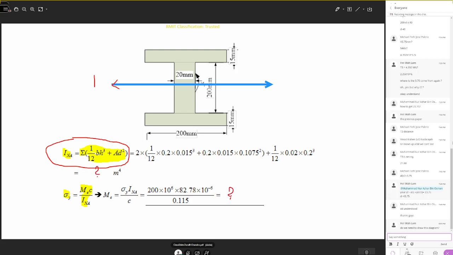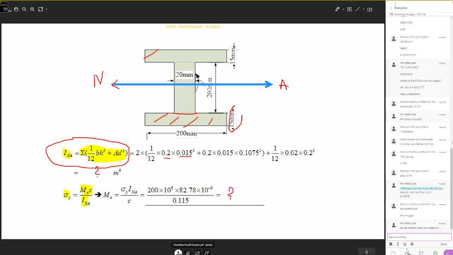So this you can call as your neutral axis. So with respect to the neutral axis, then you calculate inertia through the neutral axis. Here 1 over 12 bh cubed. So B, you can take the bottom rectangle, okay? So the bottom rectangle, 200 mm, that is 0.2. H is 15 mm, so that is 0.015. So 1 over 12 bh cubed.